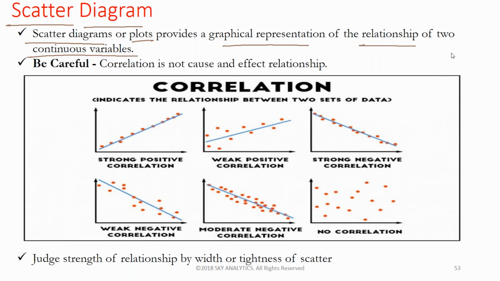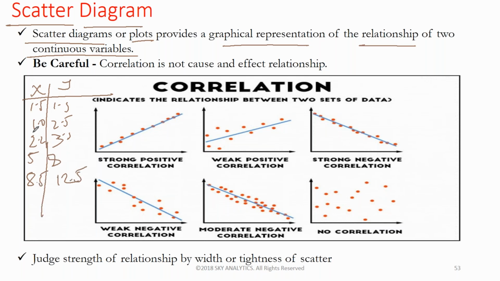So what are these two continuous variables? For example, you have two columns called x and y. This is 1.5, this is 1.1, or 2.5, 3.5, or this is 1 and this is 2.2, this is 5, this is 8, this is 12, this is 8.5, this is 12.5, like this. Anything it can be. If you plot this on your graph, this is your x-axis and this is your y-axis, and it will define the relationship of two continuous variables.